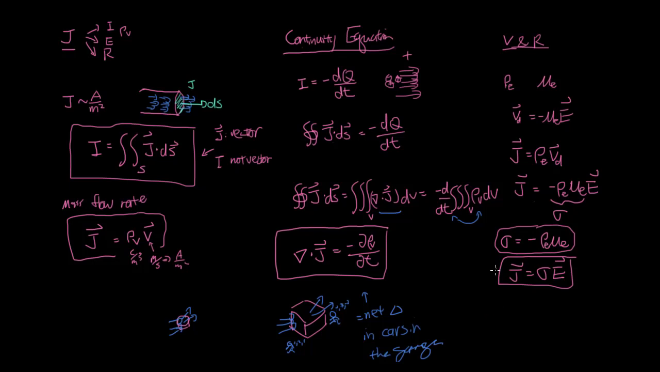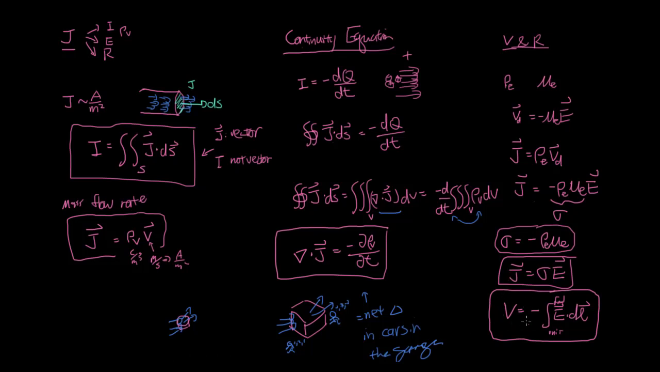And now that we can relate the current density to the electric field, we can also use our previously defined equation that the potential is the line integral of the electric field between two points, from the starting point to the final point. So we can then use that to relate the current density to the potential.